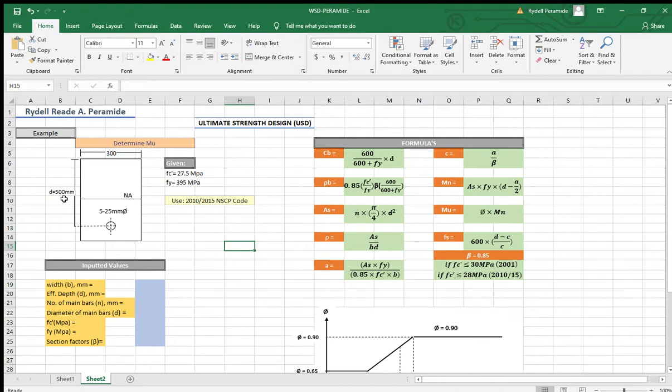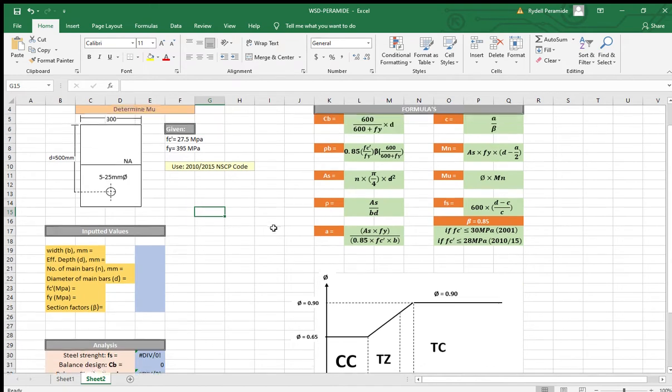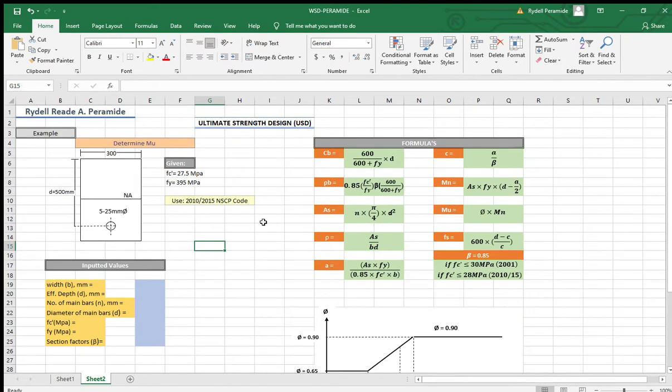d is equal to 500 millimeter, 300 width, 5 to 25, f'c is 27.5 megapascal, fy 395 megapascal, and note: use the 2010 or 2015 NSCP code. So the first thing to do is to draw a diagram. But still, just like my first video, I didn't put the diagram here since I drew it on scratch.